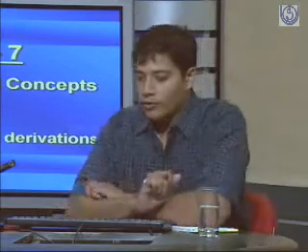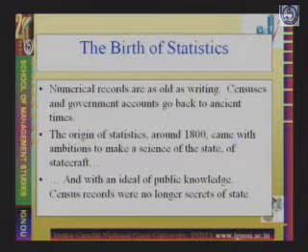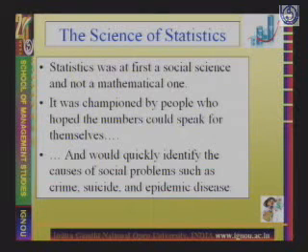If you see the origination of statistics, numerical records are as old as writing. Censuses and governments' accounts go back to ancient times. The origin of statistics around 1800 came with ambitions to make a science of statecraft, and with an ideal of public knowledge; census records were no longer secrets of state. Statistics was the first social science and not a mathematical one. It was championed by people who hoped the numbers could speak for themselves.